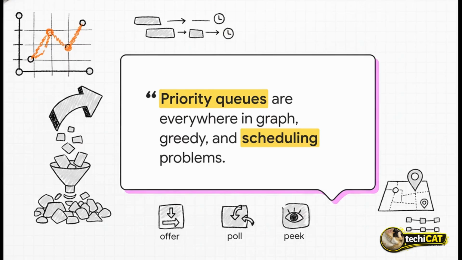Because if a simple priority queue can effortlessly organize the chaos of GPS routing and continuous data streams in mere milliseconds, ask yourself, what other massive bottlenecks in your own code could this secret weapon instantly solve?